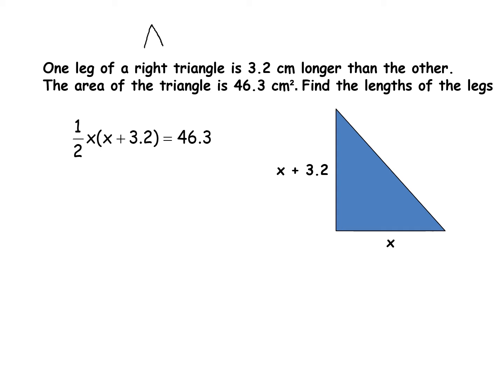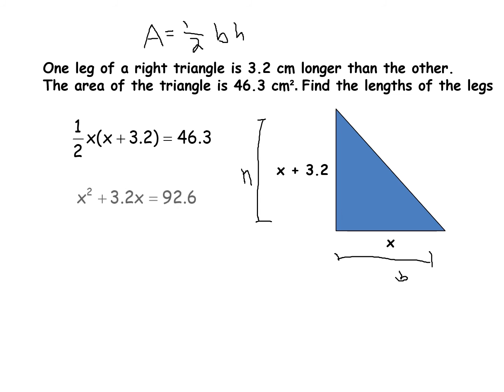The area of a triangle is going to be 1/2 the base times the height, where I can call this one the base, and then this one here would be the height. So, whoops, that's an h. So I'm just going to put that into my formula. 1/2 the base is x, the height is x plus 3.2, and it tells me it has to equal 46.3.